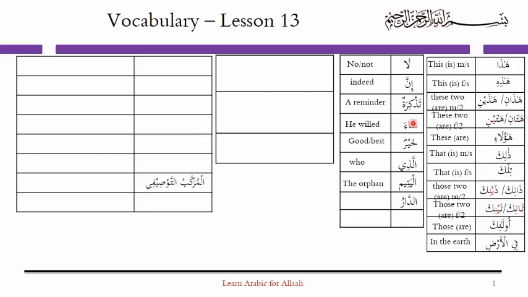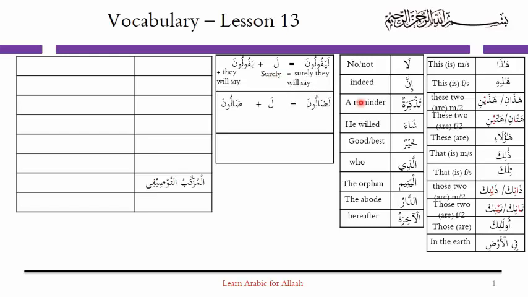Ad-daru can mean the house or the abode. Ad-daru al-akhiratu, al-akhiratu means the hereafter. So ad-daru al-akhira is the abode of the hereafter. La yakuluna. La is for emphasis. It is not harful jar because the harful jar does not enter upon the fi'l al-mudari. Right? So what happens here is that it is la for emphasis. La means surely. Yakuluna, they say. Surely they say or they will say.